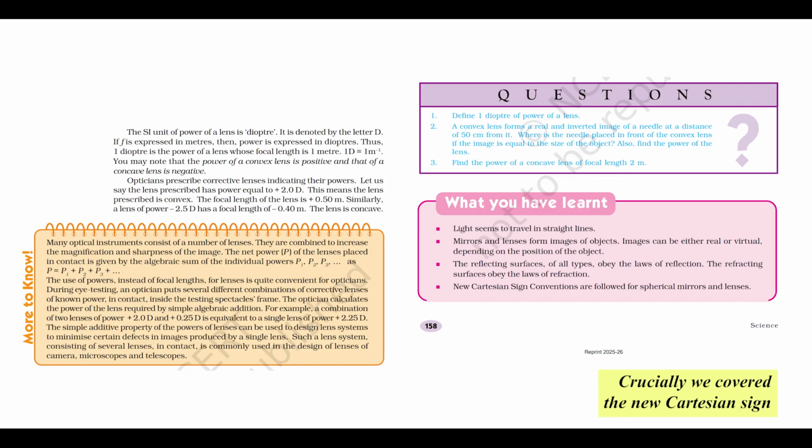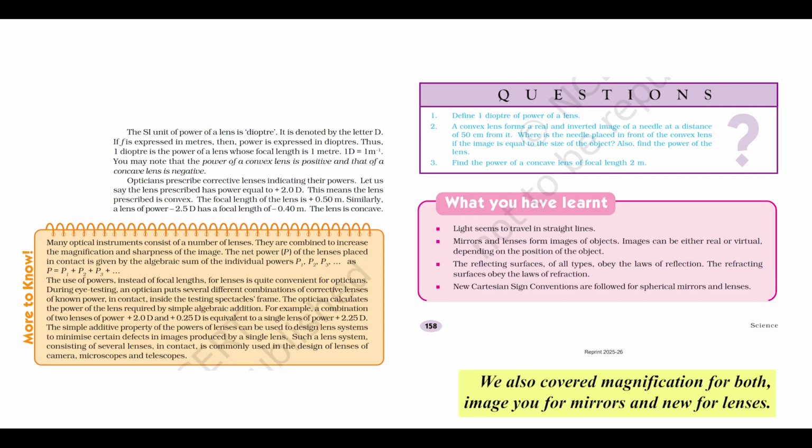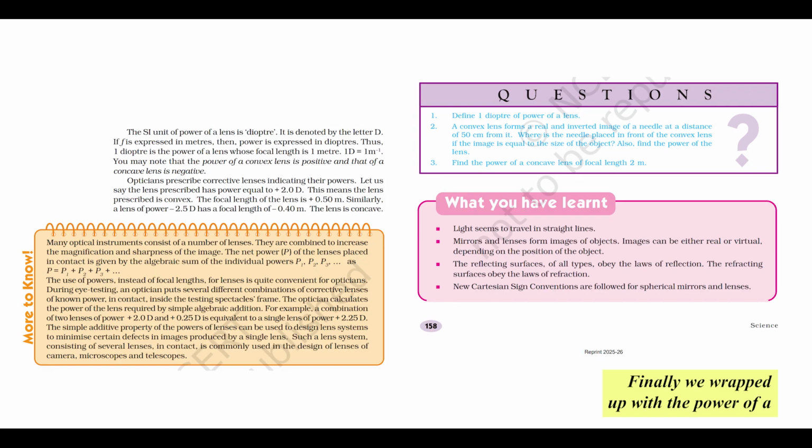Crucially, we covered the new Cartesian sign convention and applied it meticulously to the mirror formula, 1/v plus 1/u equals 1/f, and the lens formula, 1/v minus 1/u equals 1/f, noting the key sign differences. We also covered magnification for both, m for mirrors and m for lenses. Finally, we wrapped up with the power of a lens, P equals 1/f, in dioptres, and how powers combine.